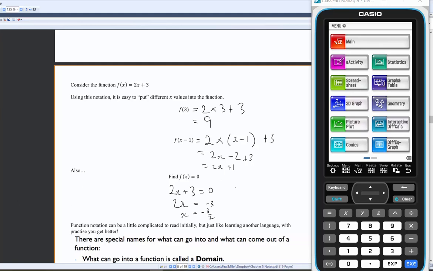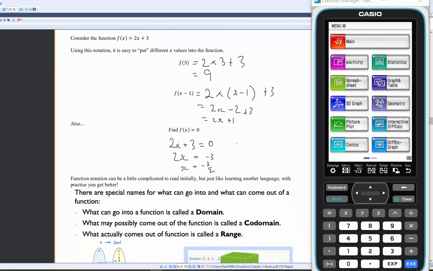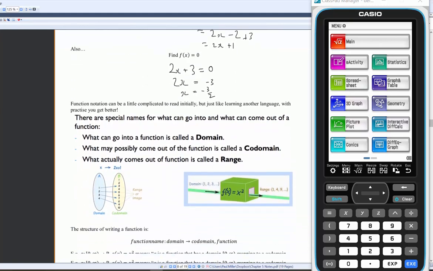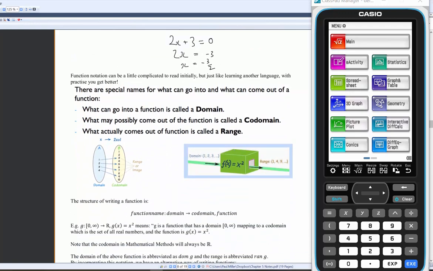All right, now we're going to jump into some more sophisticated notation. When we've got a function, there are special names for what can go into and what can come out of a function. What can go in? Well, we know that's the domain. What can possibly come out of the function is what we call the codomain. Now, this is where it gets a little bit odd, but what actually comes out of the function is called the range. These are the things that it can produce, but the codomain is all the possible values.